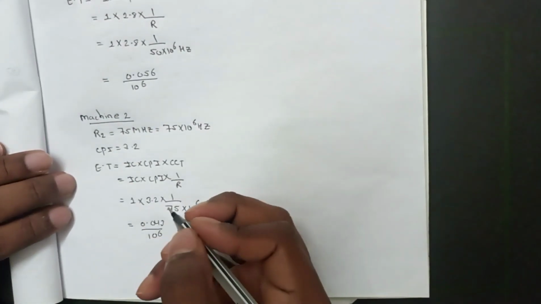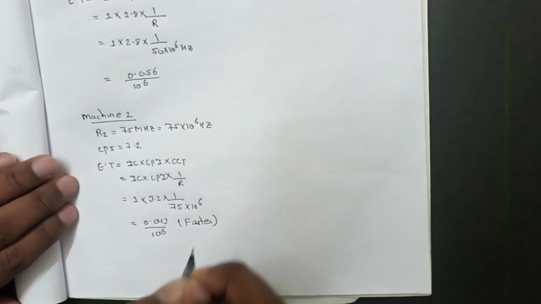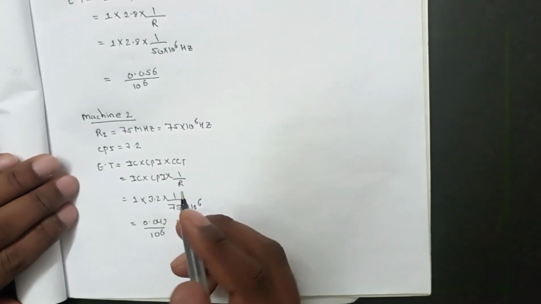By seeing the values, we can tell that the execution time of machine 2 is smaller, which means machine 2 is faster. But the question is not only this. The question asks how much faster. It means if machine 2 is faster, then by how much?